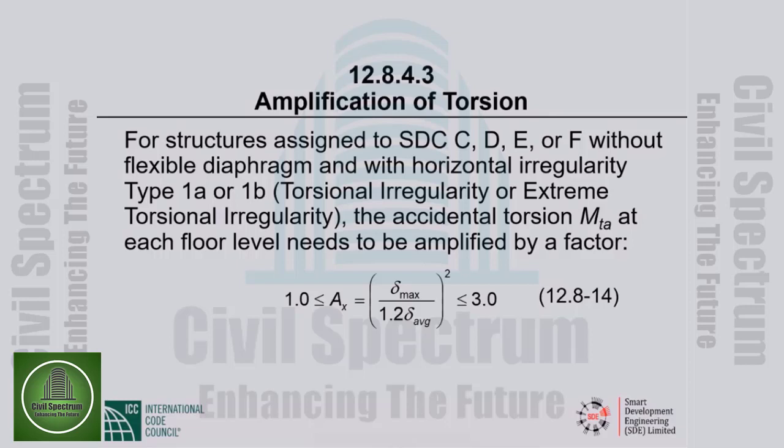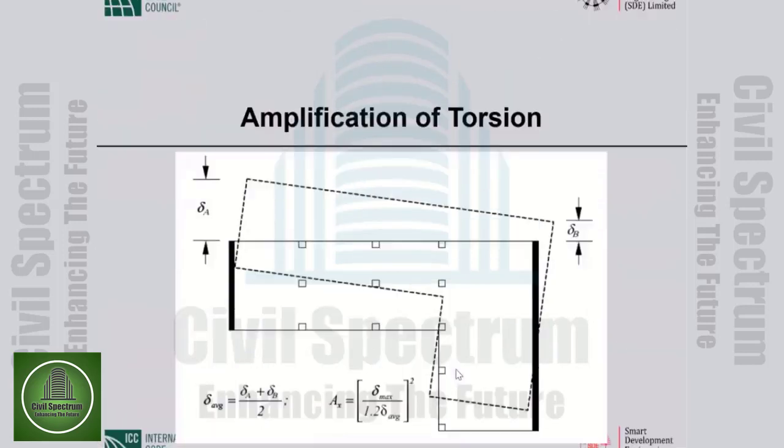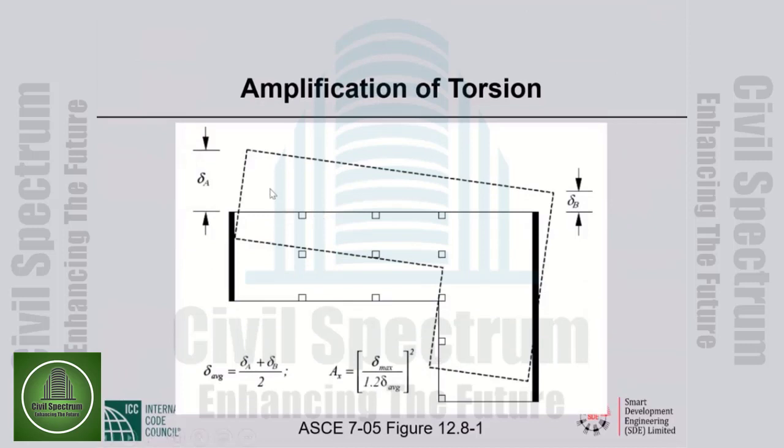So for structures assigned to design category C, D, E, and F, forget about E and F in your case, but C and D, amplification of accidental torsion. Without flexible diaphragm, with horizontal irregularity 1A, 1B, the accidental torsion at each floor level needs to be amplified by a factor A sub x, up to 3, where A sub x is the maximum deflection divided by 120% of the average deflection. So same picture as before.